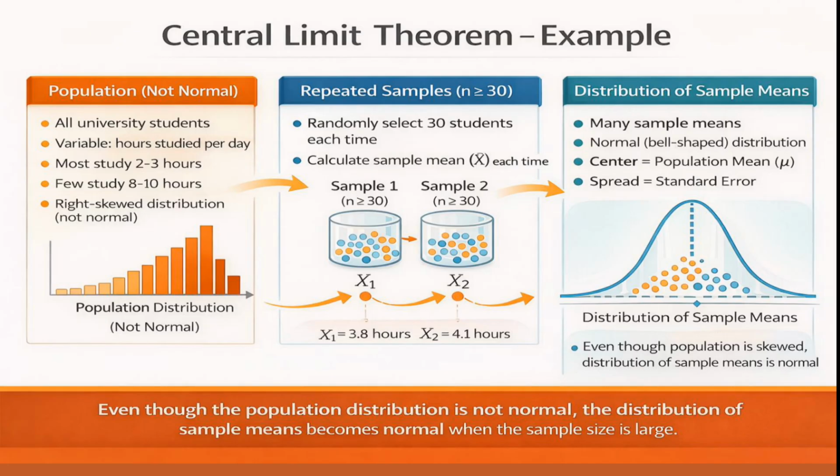So we take sample 1, calculate mean x1. Sample 2, calculate mean x2. Sample 3, calculate mean x3. Each sample has at least 30 observations. For example, sample 1 mean equals 3.8 hours. Sample 2 mean equals 4.1 hours. These sample means are different, but they are all estimates of the same population mean.